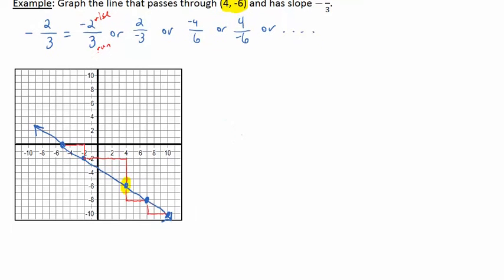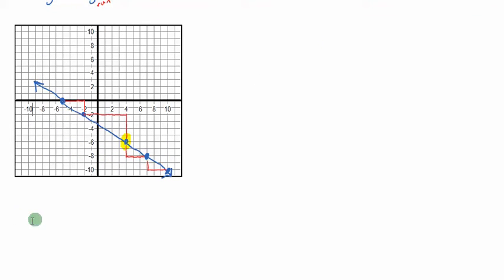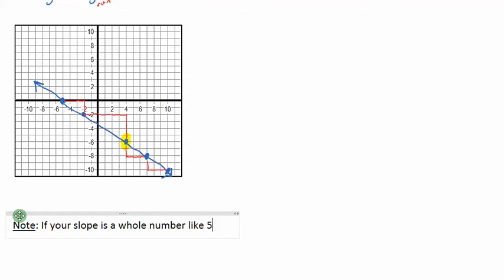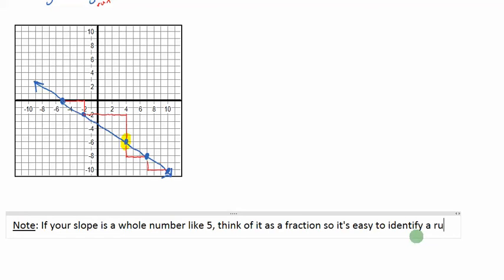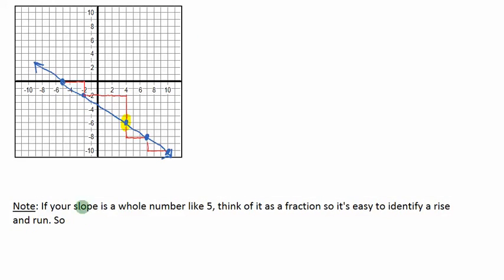Now, just a comment here about what your slope could look like that might throw people off. If your slope is a whole number, like 5, think of it as a fraction so you can quickly identify your rise and run. So if you think of 5 as a fraction, there are lots of ways to do that. The obvious one is 5 over 1. You could also use 10 over 2. You could also use -15 over -3, right? And you get the idea. There are lots of different ways to write 5 as a fraction. Any of those would be fine, and they would each give you different rises and runs.